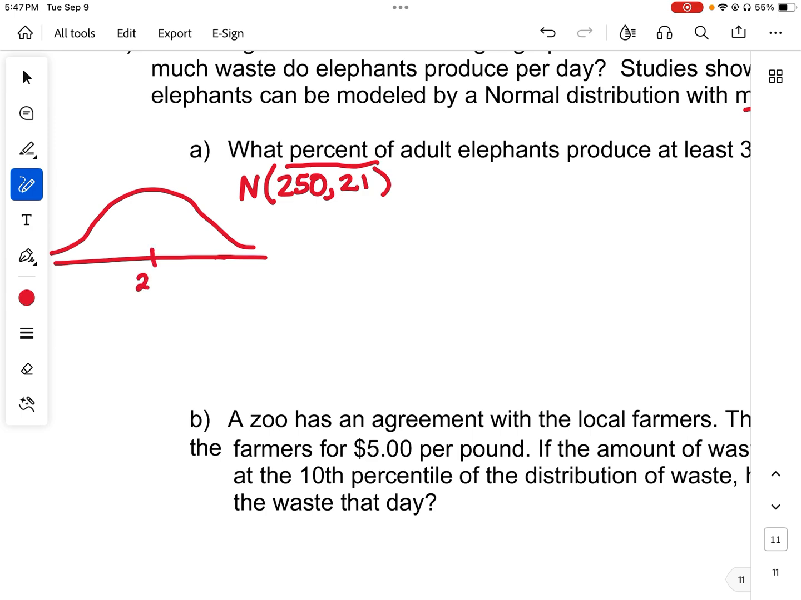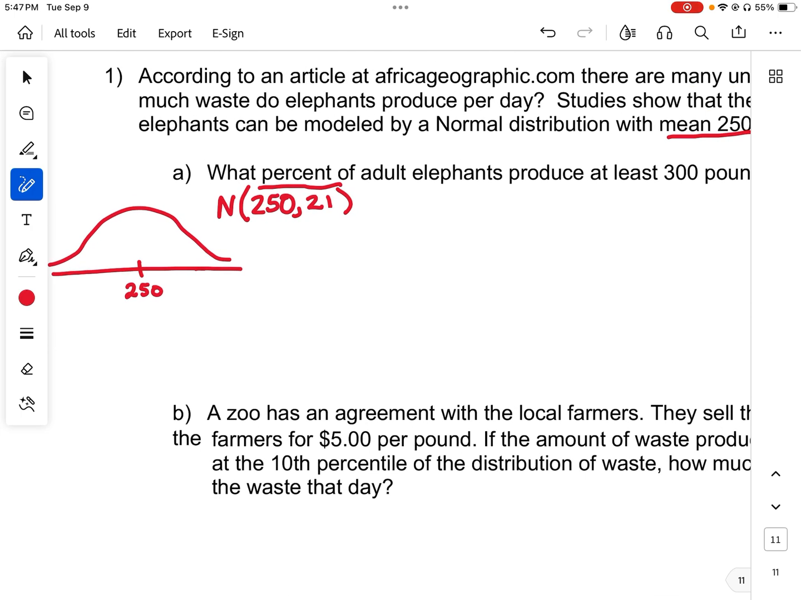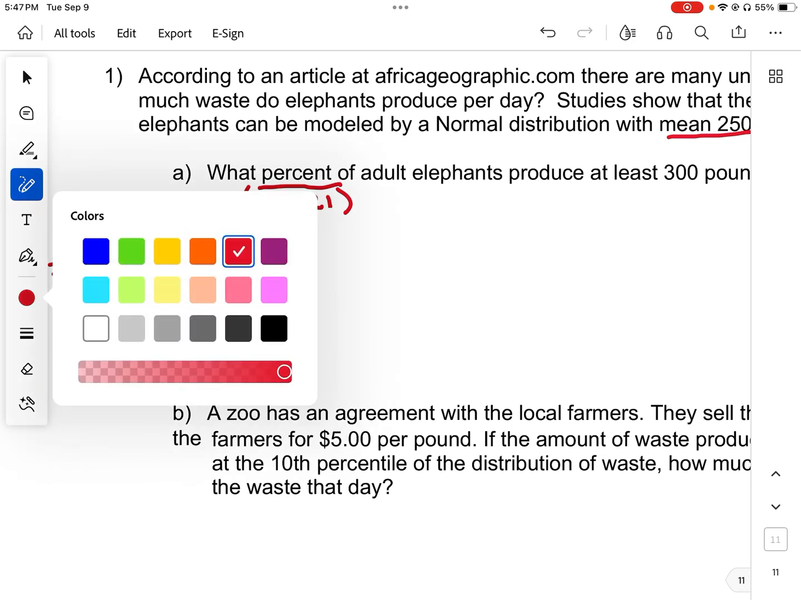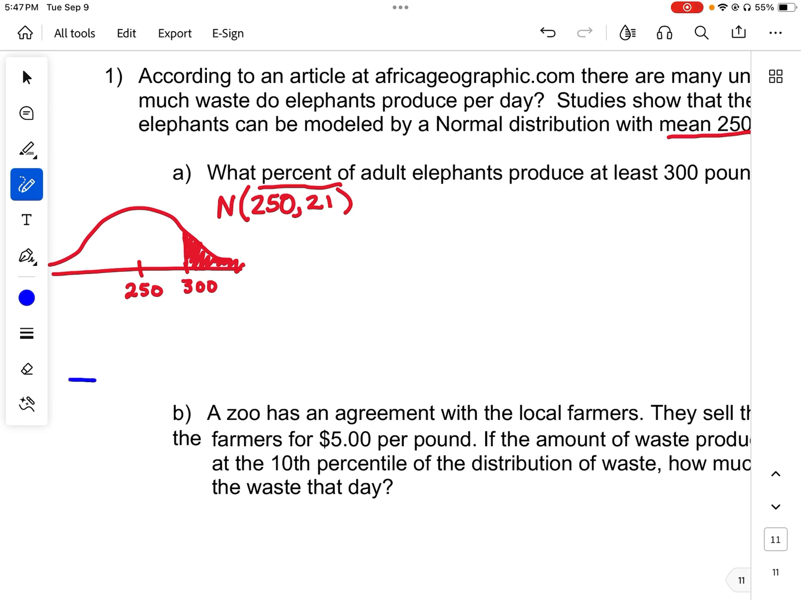Okay, so I know this is 250. So what percent of adults produce at least 300? So at least would be at 300 or greater. So we're going to shade this way. Okay. They also want us to do the normal.